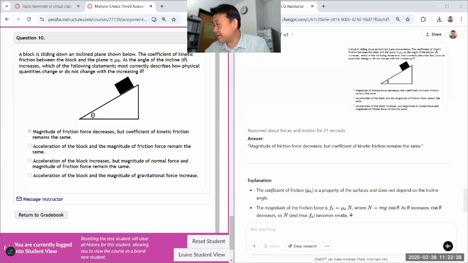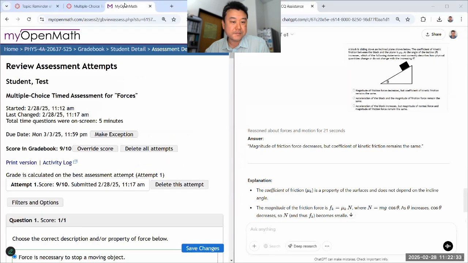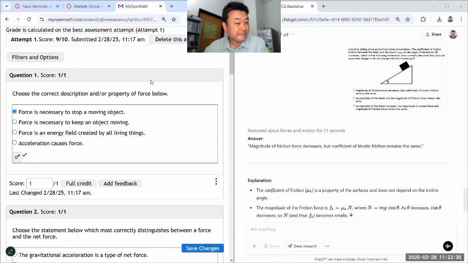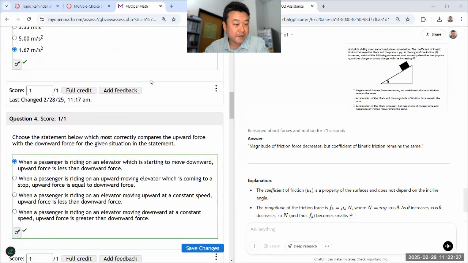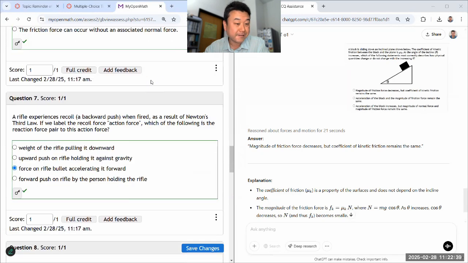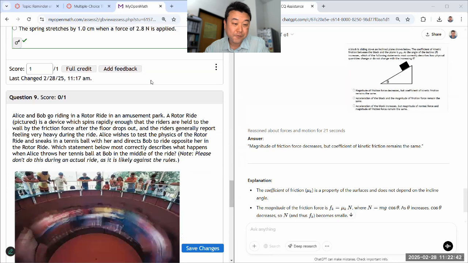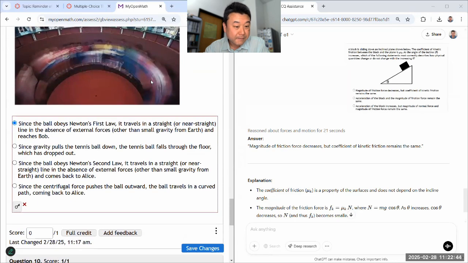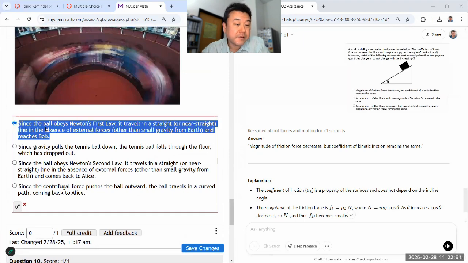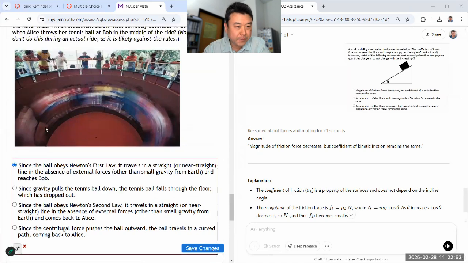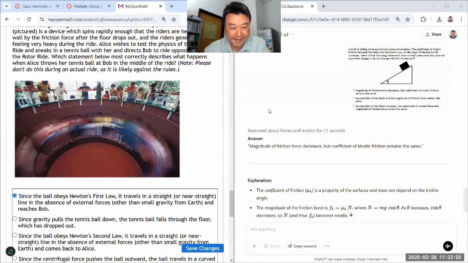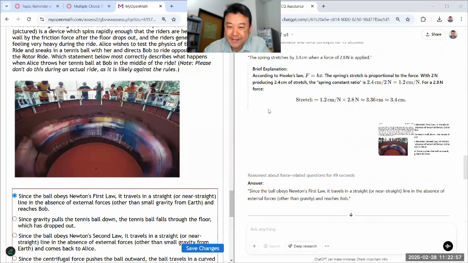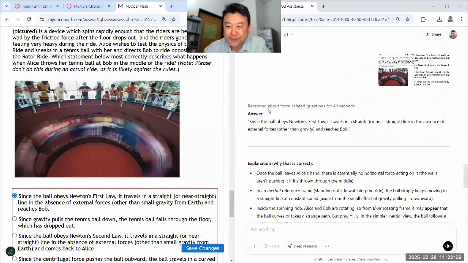Let's see. I'm in the test student attempt here. Multiple choice timed assessment for forces. Let's see which question the system says is incorrect. And it's possible it's a programming error. Oh, maybe that is the incorrect answer. Let me just go through it more slowly. First, let's verify that I didn't select wrong.